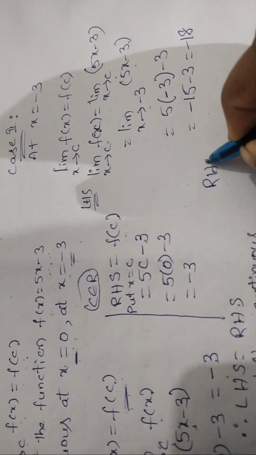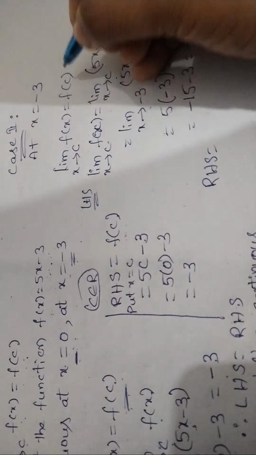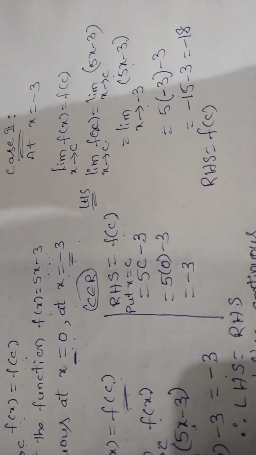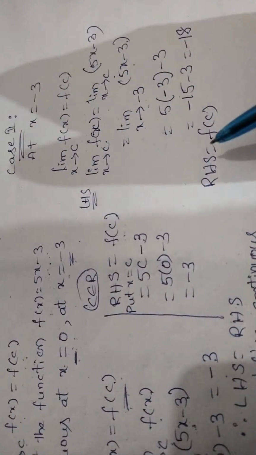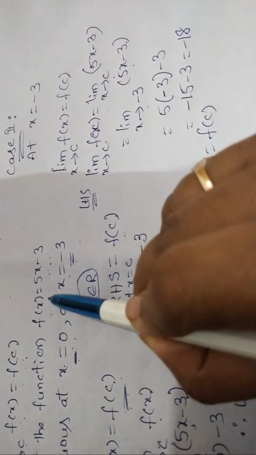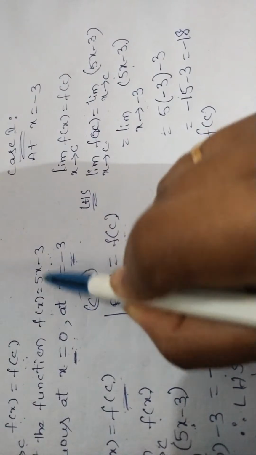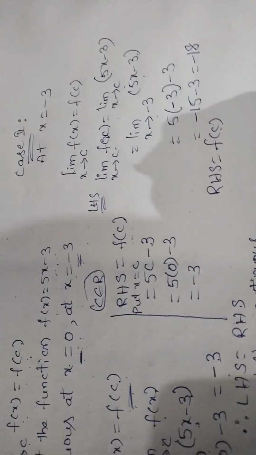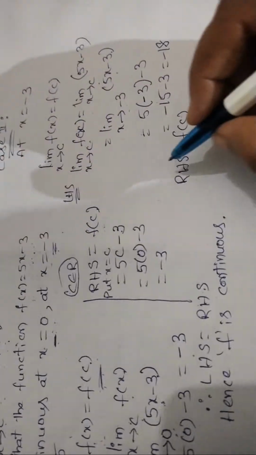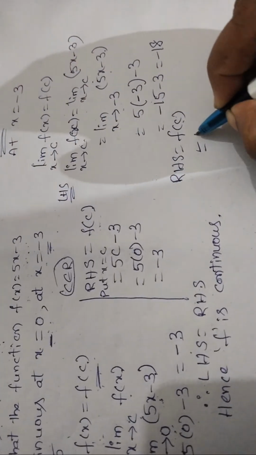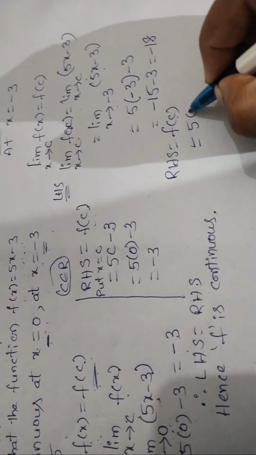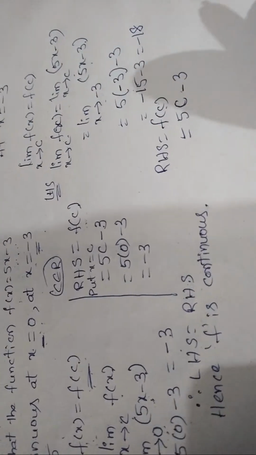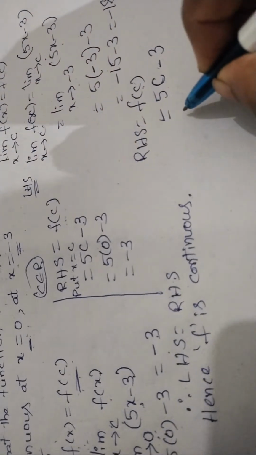Now take RHS. What is RHS in this case? f of c. So I will write f of c. Here the function is in x variable. Now I want to write the function in c variable. Why? Because here c is in the x place. I replace x by c. So the function is 5c minus 3. So I wrote. Now write the c value.